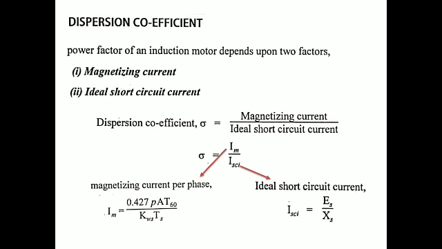Then here the ideal short circuit current I is equal to the same thing, V by R, but here instead of V it is E, instead of R it is X, the reactance. Okay, with these two equations we can easily calculate the depreciation coefficient. It is regularly asked in a 2-mark session. Just concentrate on this.